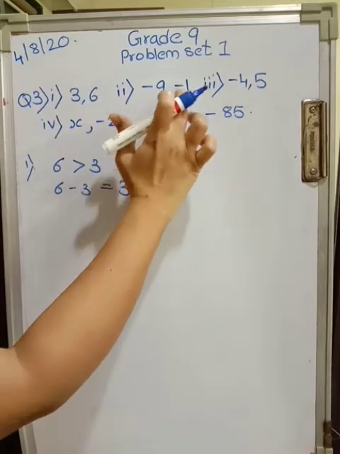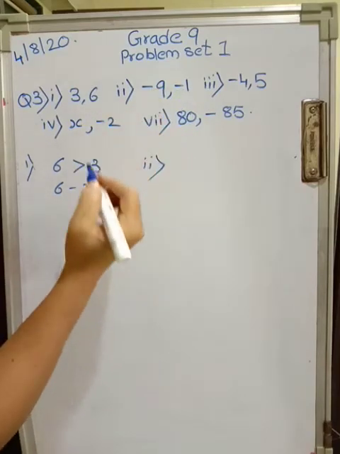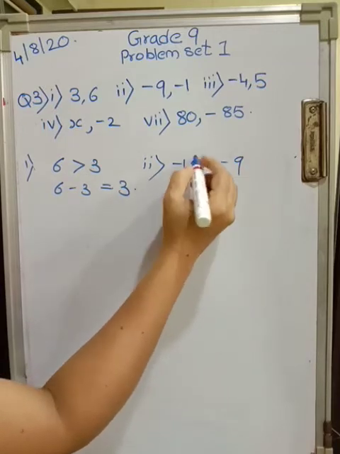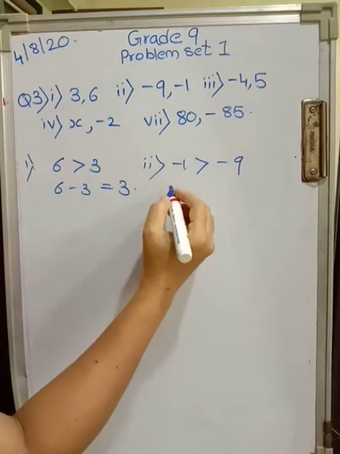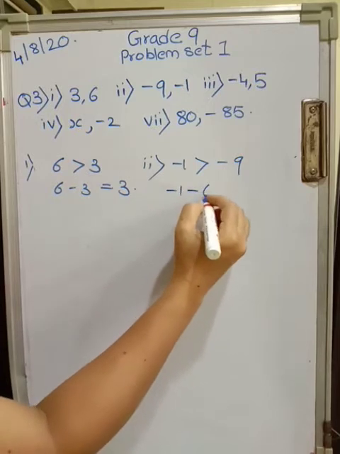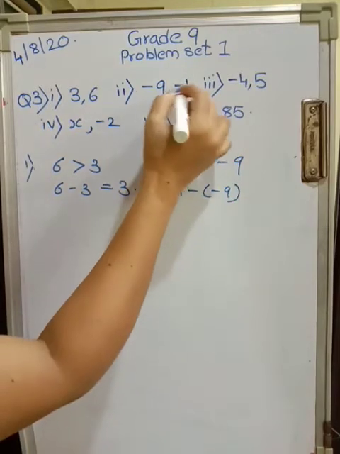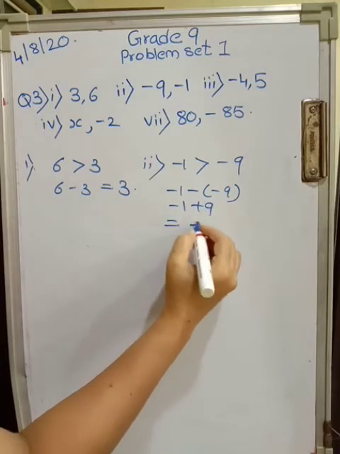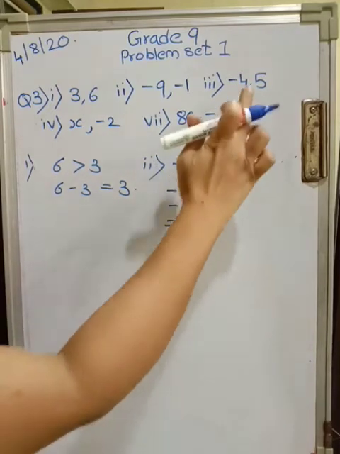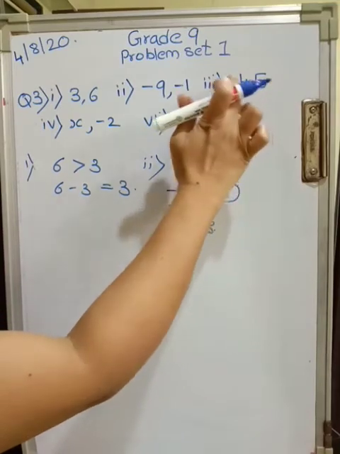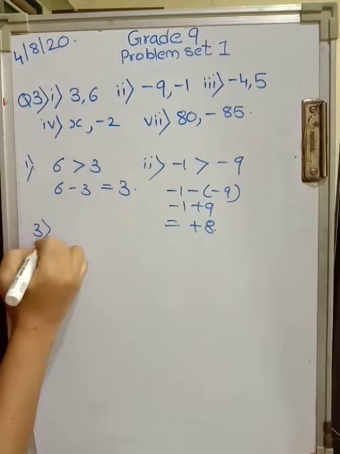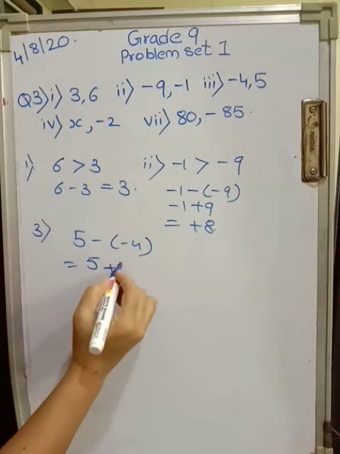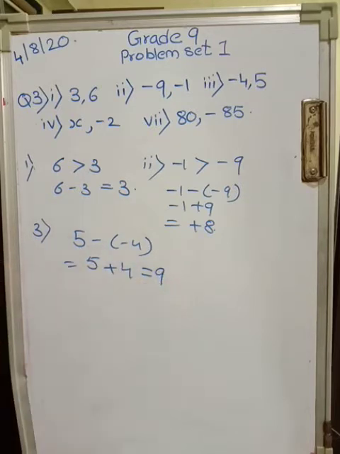See now, minus 9, minus 1. This is the second one. Which is greater? We know that minus 1 is greater than minus 9. Alright. So greater coordinate minus smaller coordinate, minus 1 minus minus 9. So distance between these 2 points is minus 1 plus 9, which will be equal to plus 8. Okay. How to go about it? Greater coordinate minus smaller coordinate. So the third one is 5 minus minus 4. So it comes out to be 5 plus 4, which is equal to 9.